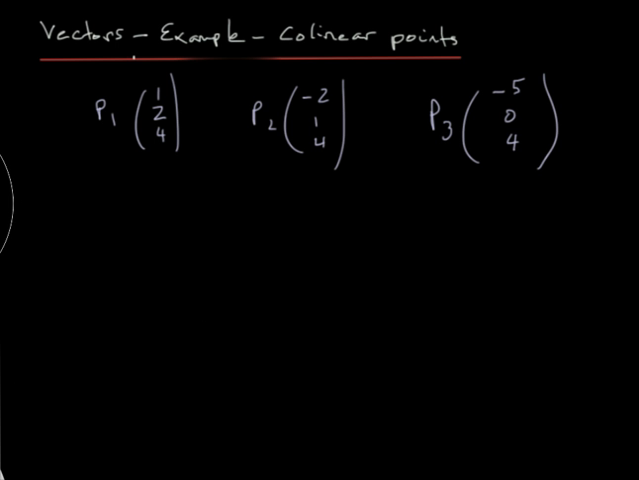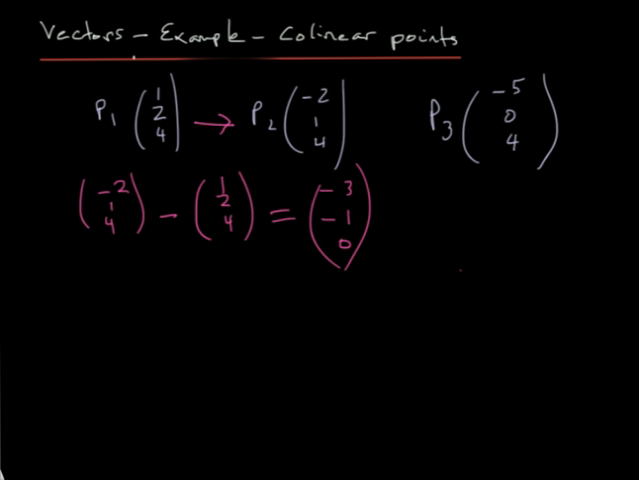Get rid of this guy. Okay, so let's do it. We need to subtract these vectors in such a way that we can compare the directions. So let's do P2 minus P1, and that will give me the vector that points from P1 to P2. So P2 minus P1 is equal to this minus that. Minus 2 minus 1 is minus 3, 1 minus 2 is minus 1, 4 minus 4 is 0. So this is the direction vector that points from P1 to P2.